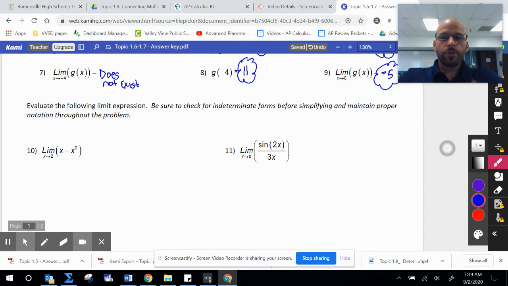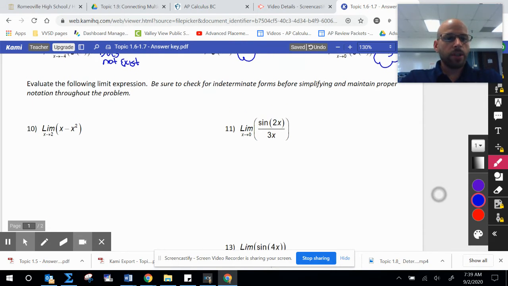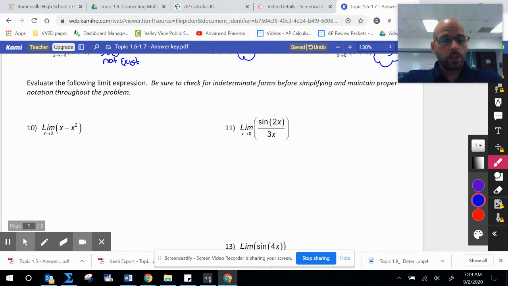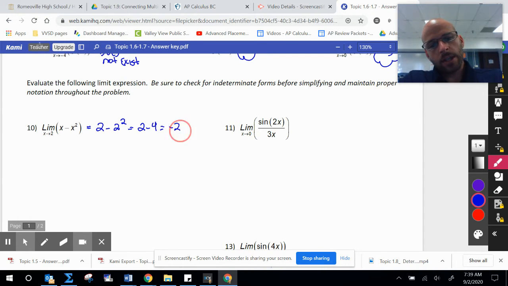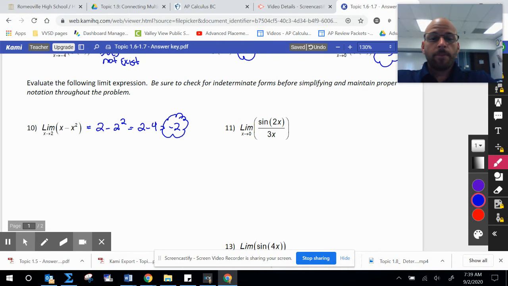So now we're going to go through the different forms. So we'll stray from piecewise for a minute. I always start with a direct substitution. If that works, then I move on. If it doesn't work, then I need to reduce. So if I do a direct substitution here, this is going to give me a 2 minus 2 squared, which is 2 minus 4, or in this case, -2. Beautiful. Done.